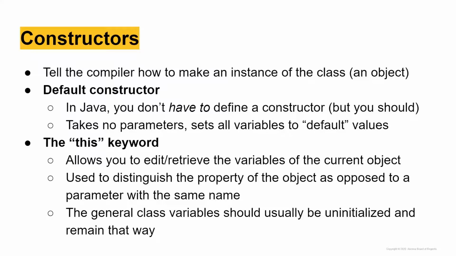So the general class variables should usually be uninitialized and remain that way. So we want to use the this keyword to distinguish that we are editing or accessing the information of a variable of the object itself, of the actual instance, and not the kind of generic class variable, because that wouldn't be good. We don't want to mess with those variables that we have uninitialized. And hopefully you'll see what I mean a little bit better in the example coming up.